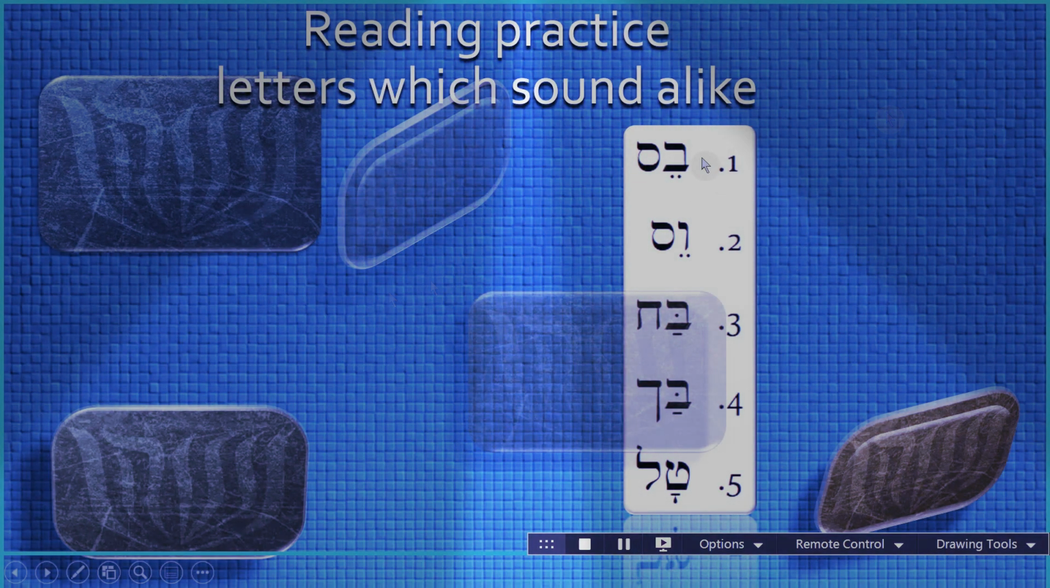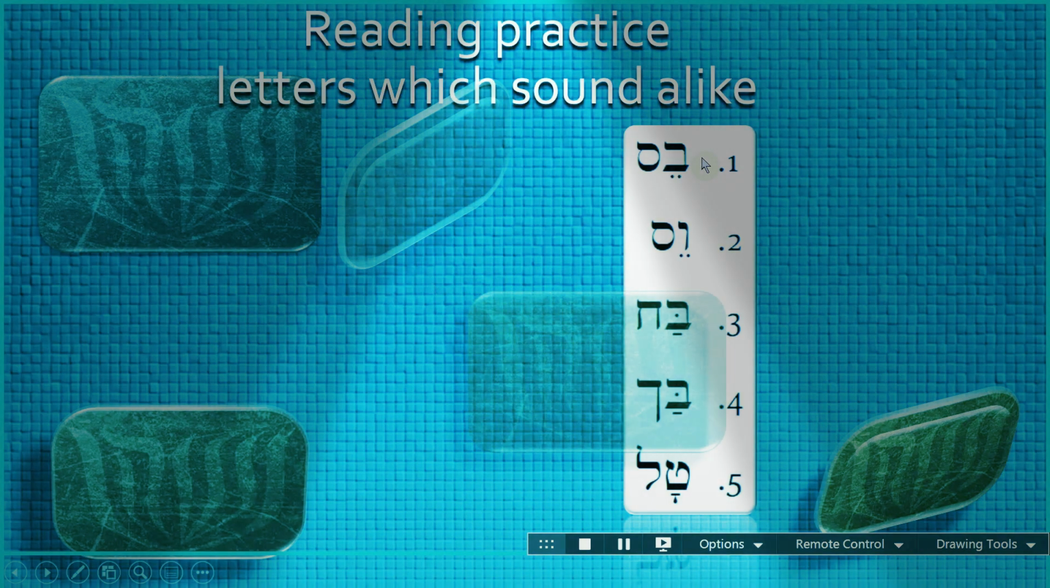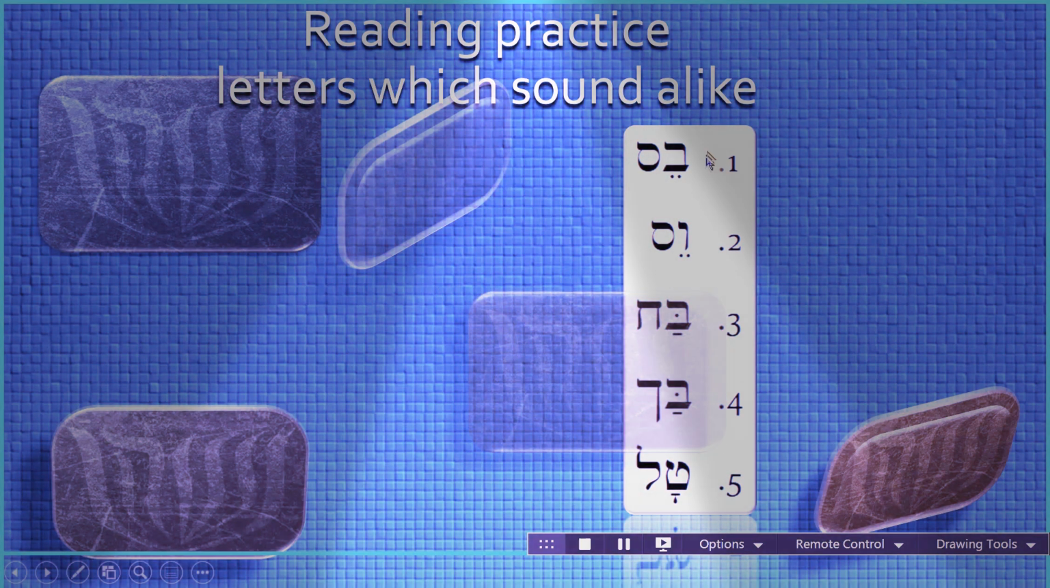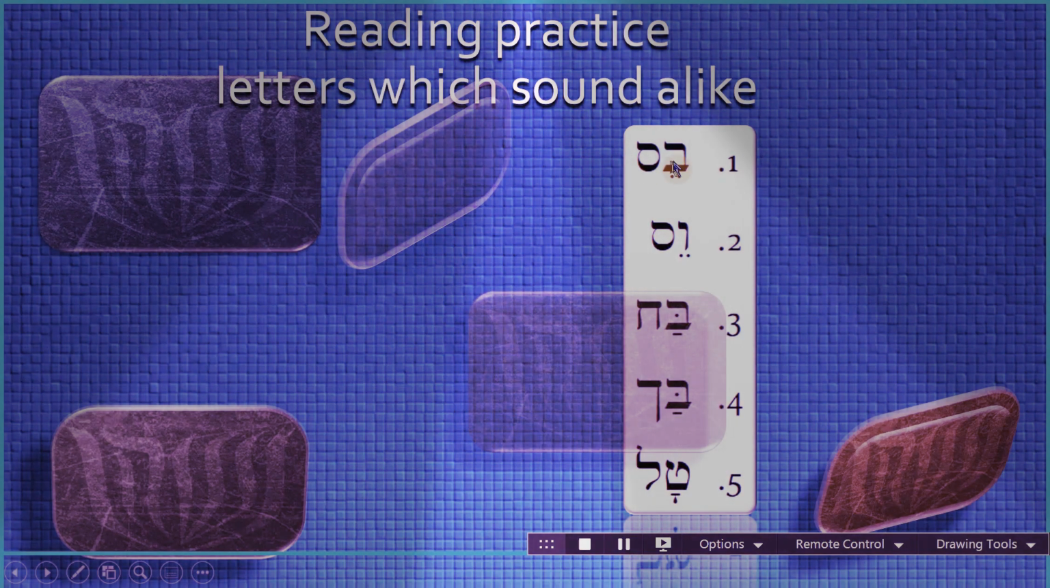Number 1, try to read that for yourself. Vase. Letter V because there's no dot in it.